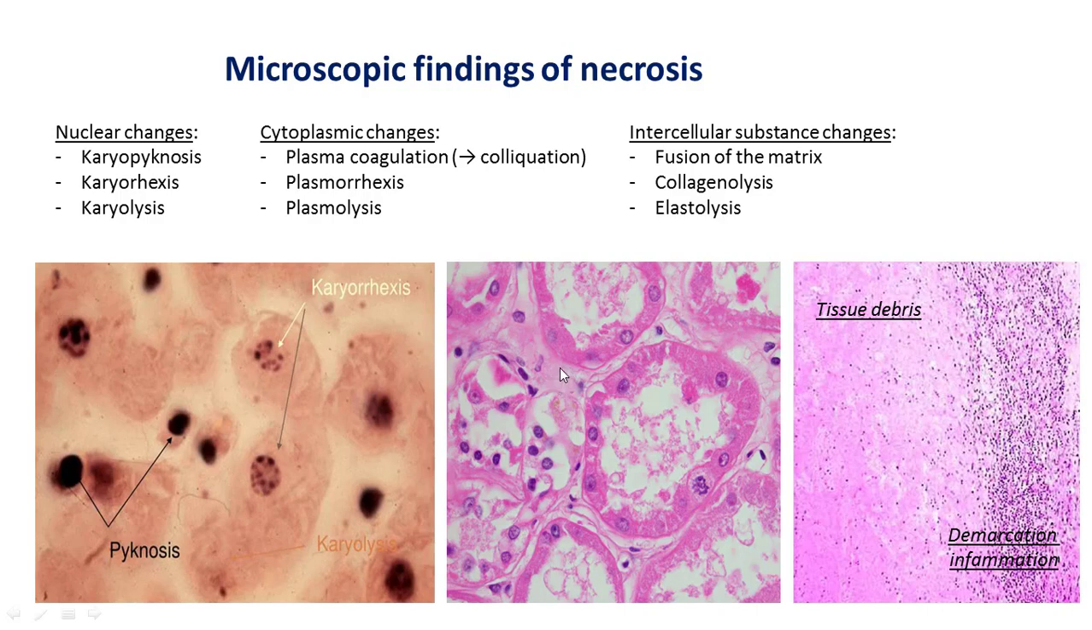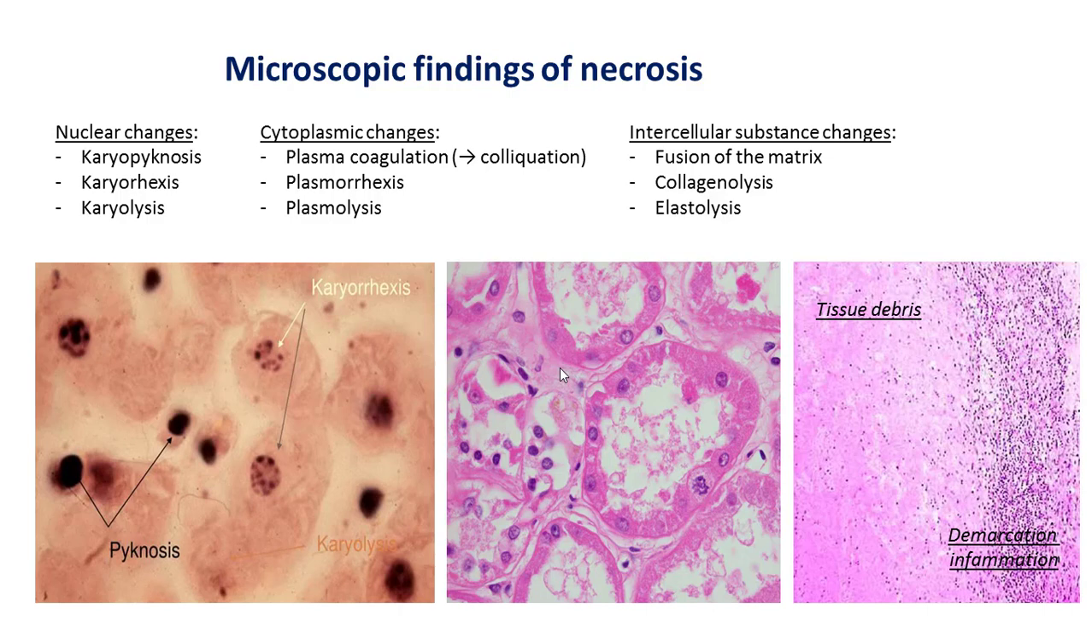Sometimes the coagulation process turns into colliquation. The next stage is plasmarexis, when the cytoplasm is separated into a few coagulated fragments. And the last stage is plasmolysis, which occurs under the influence of lysosomal enzymes.